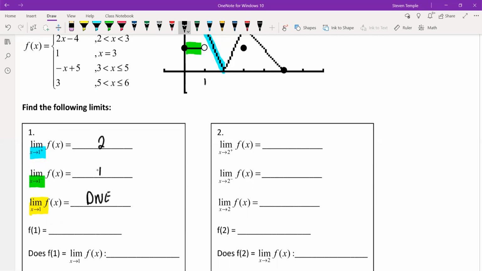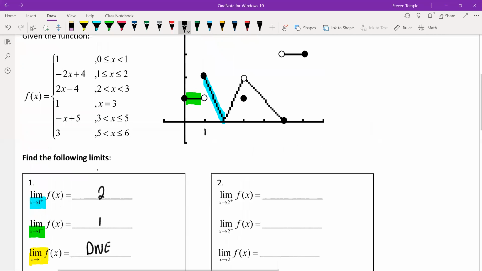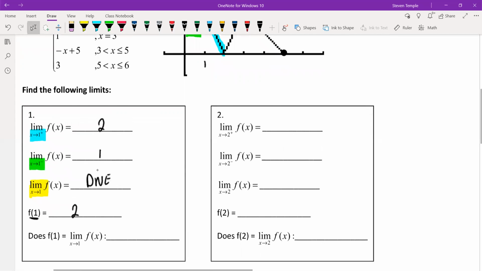Then the next part is f of 1. That means the exact value. If I plug in a 1, looks like it's shaded right up here. That's going to be a 2. And then, of course, does f of 1 equal that limit? Of course, no, the limit doesn't exist. So that would definitely be a no.